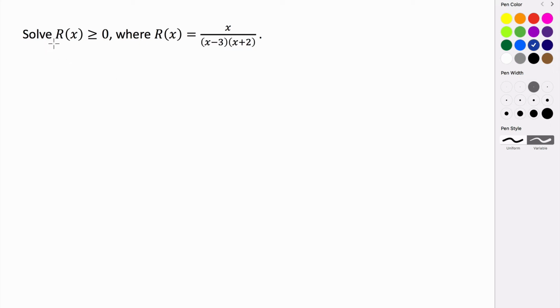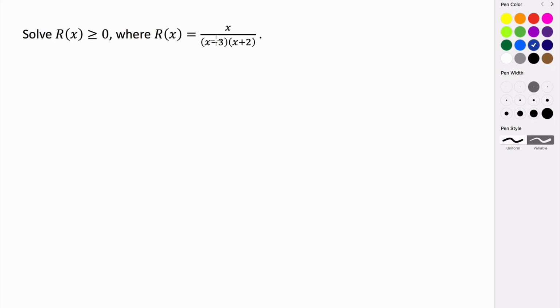In this example, we want to solve the rational inequality r of x is greater than or equal to 0, when we're given that r of x is equal to x divided by (x minus 3) times (x plus 2). So what is this saying? This is really just asking, where is our function positive or equal to 0? That's what this greater than or equal to means.